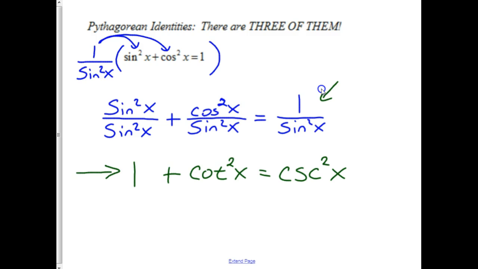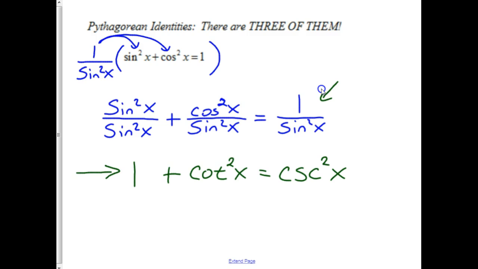Okay? And again, I can move these things around. I can move the 1 to the other side. I can move the cotangent to the other side. I can get really creative and move the cosecant to the left and the cotangent to the right. And I can really go crazy with it, just by using algebra. You're going to have to be able to recognize and spot these in your work. That's what's hard about this, is that you have to memorize these to be able to spot them.